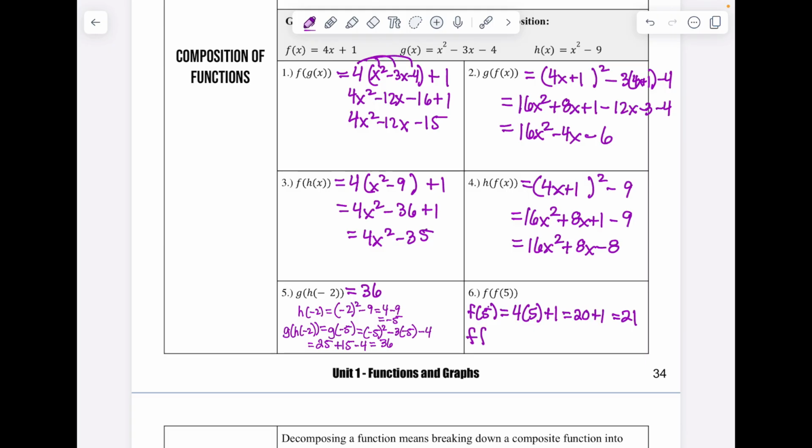So then f of f of 5, well, we just figured out f of 5 was 21, so it's really f of 21. And again, function f says 4 times that input plus 1. So we'll have 84 plus 1, and we'll get 85.